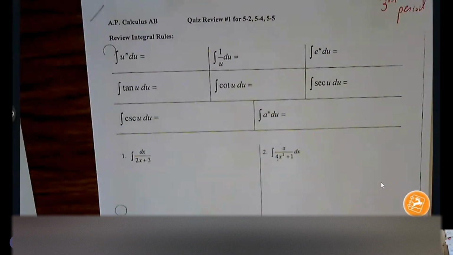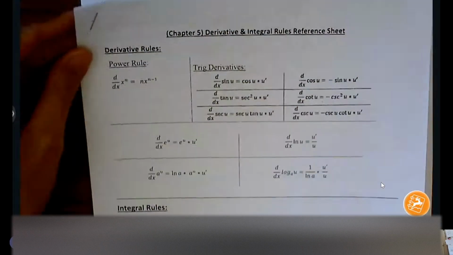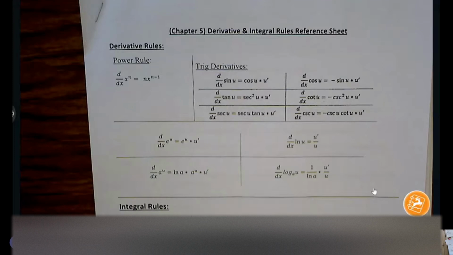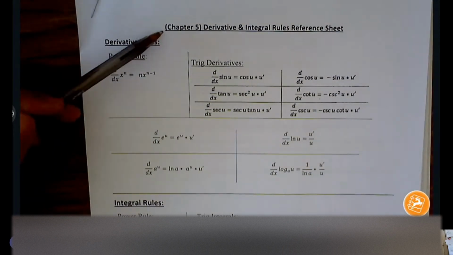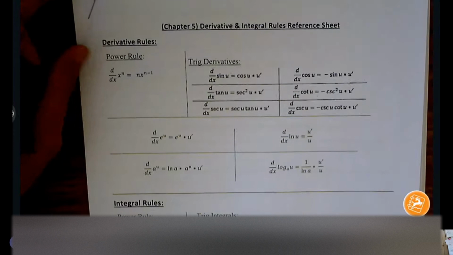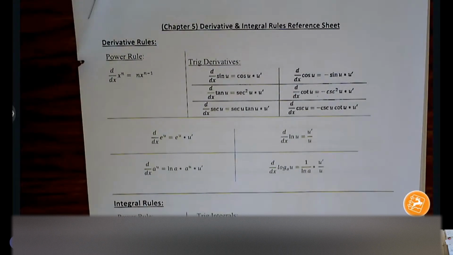So let me start off by making sure that you know where to find these resources. First, I have derivative and integral rules available on my website under today's link.